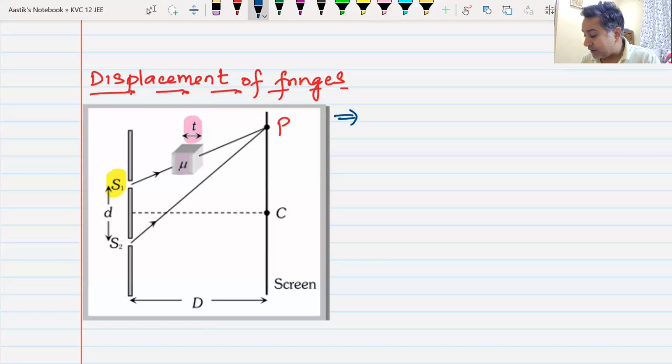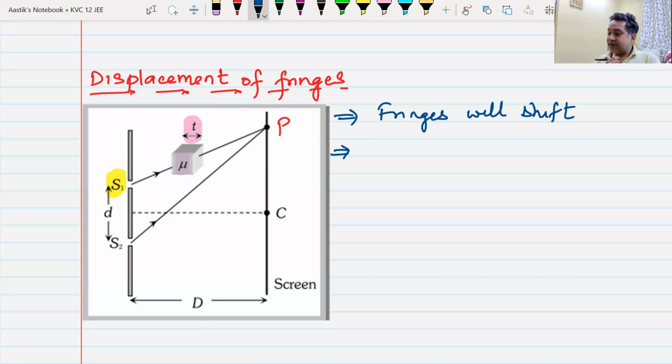So that is the first point that you must understand. Fringes will shift. Now, once we understand that the fringes will shift, then we have to understand in which direction the fringes will shift. Normally you will have the central bright fringe coming at point C, but if you place a glass slab, fringes will shift in the direction of the slab.